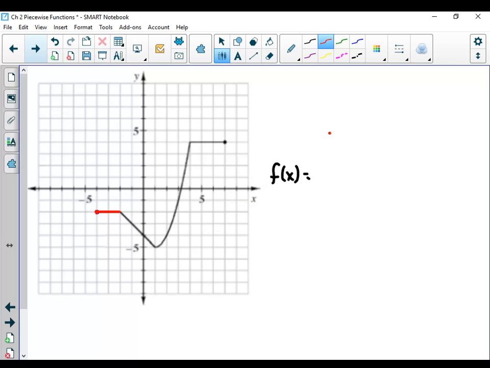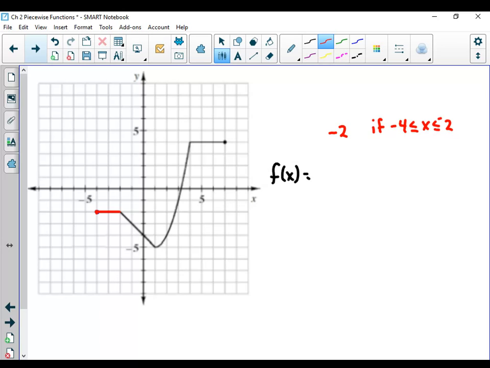-2. So that's going to be the first part of our function, is the fact that we had f of x equals -2. Now, it remained at -2 for these x values. It started at -4, and it stayed there until -2. So I'm going to say that the output's going to be -2 if the x values go from -4 to -2.